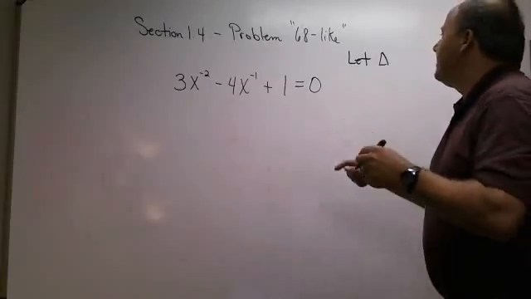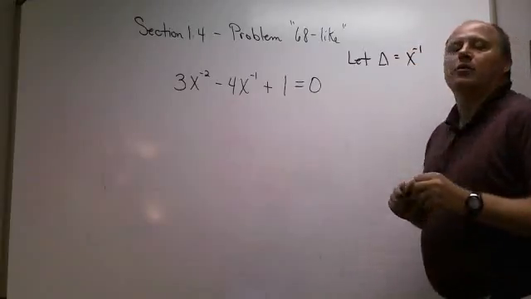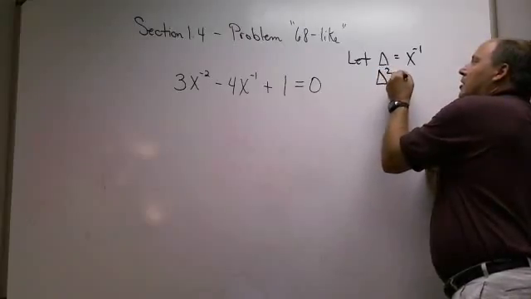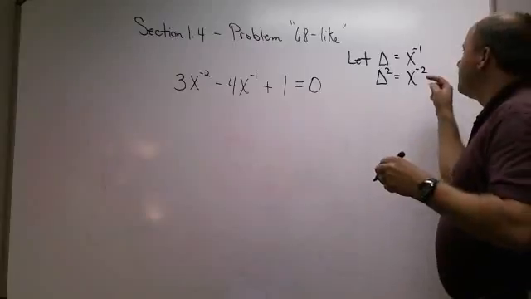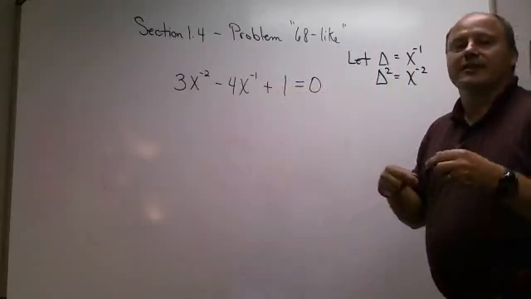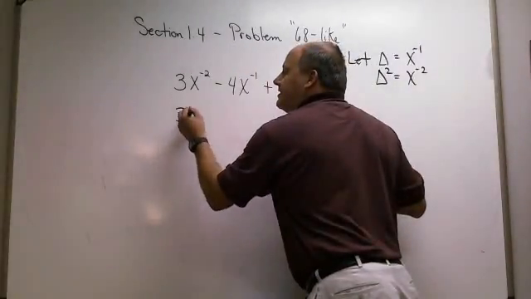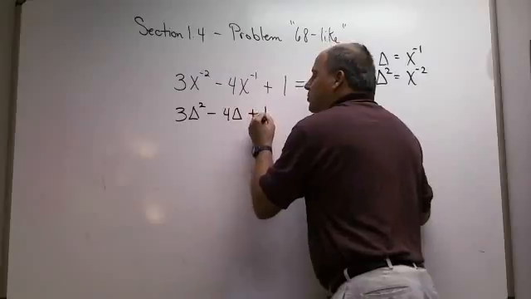So I'm letting delta, and it's always the middle term without its coefficient. And delta squared will be the first term without its coefficient. So when you substitute those back into the equation, it's going to look very, very easy going for you. It's going to look similar to what you've been doing in the past. So it's 3 delta squared minus 4 delta plus 1 equals 0.